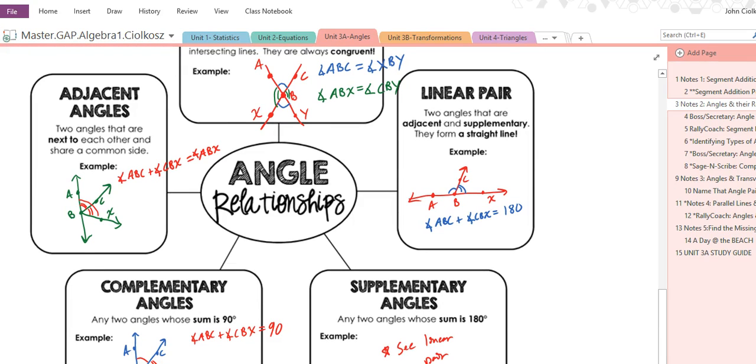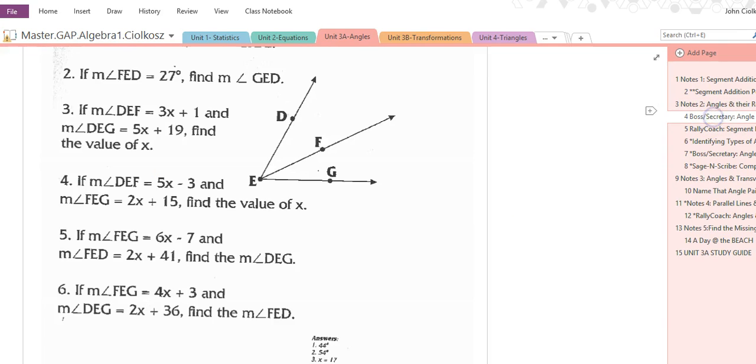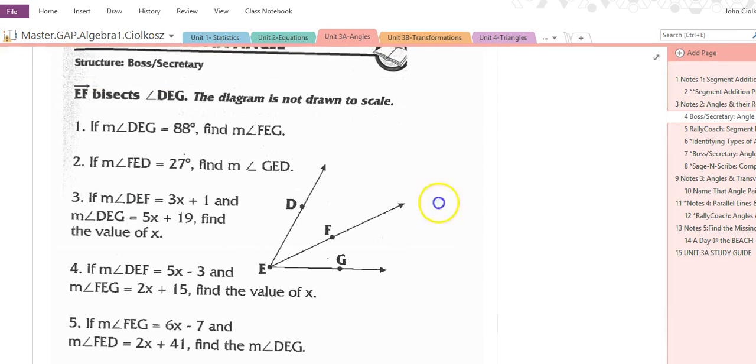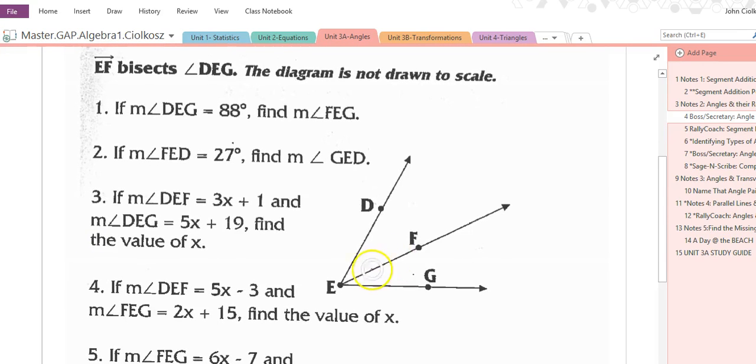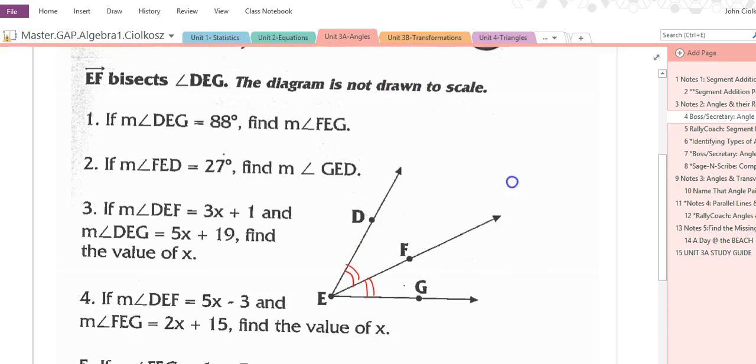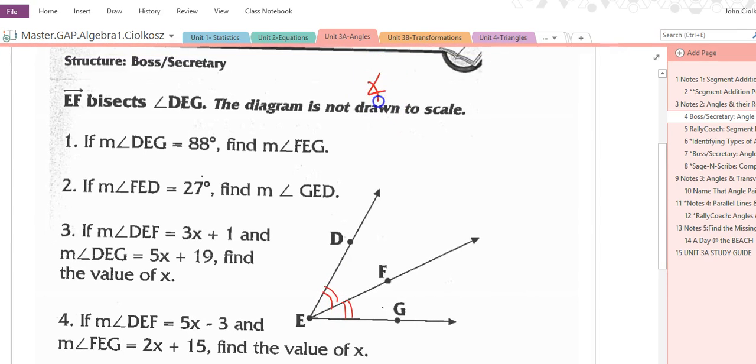From here, we're going to do a little bit more notes on number 4. So here, we're going to work on numbers 1, 2, and 3 together. Okay, so first, we're given EF bisects DEG, and it says it's not drawn to scale. So bisects means, since EF bisects this angle, that this part and this part are congruent. They're the same. So we know from that bisects that angle DEF is congruent to angle FEG.